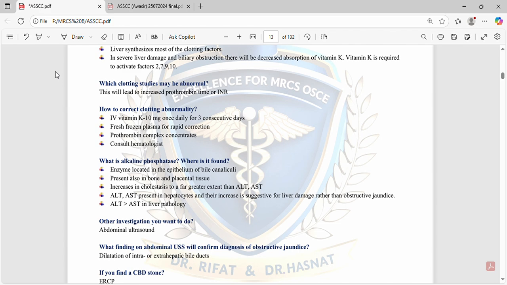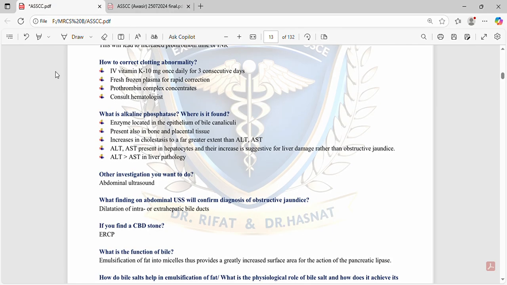What is alkaline phosphatase? Where is it formed? It is an enzyme located in the epithelium of bile canaliculi. It is also present in bone and placental tissue, and it increases in cholestasis to a far greater extent than ALT-AST. So when there is an obstructive picture, there will be raised alkaline phosphatase.